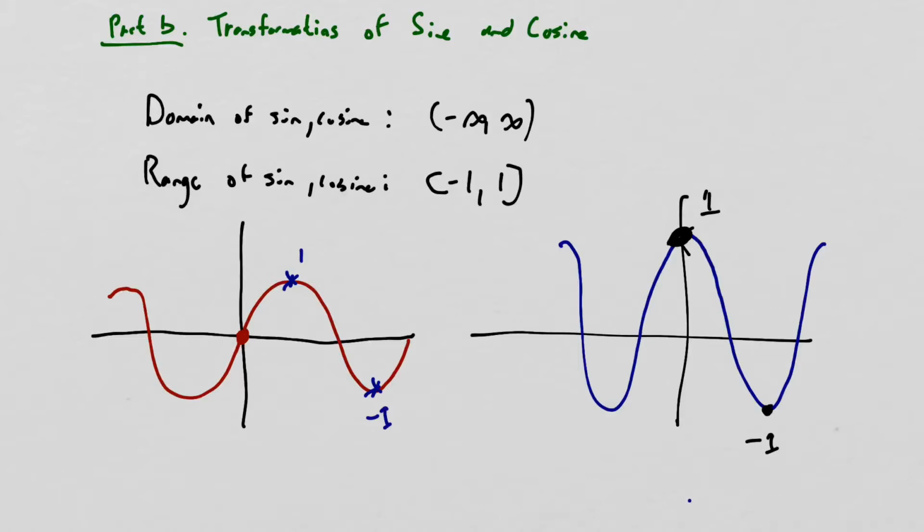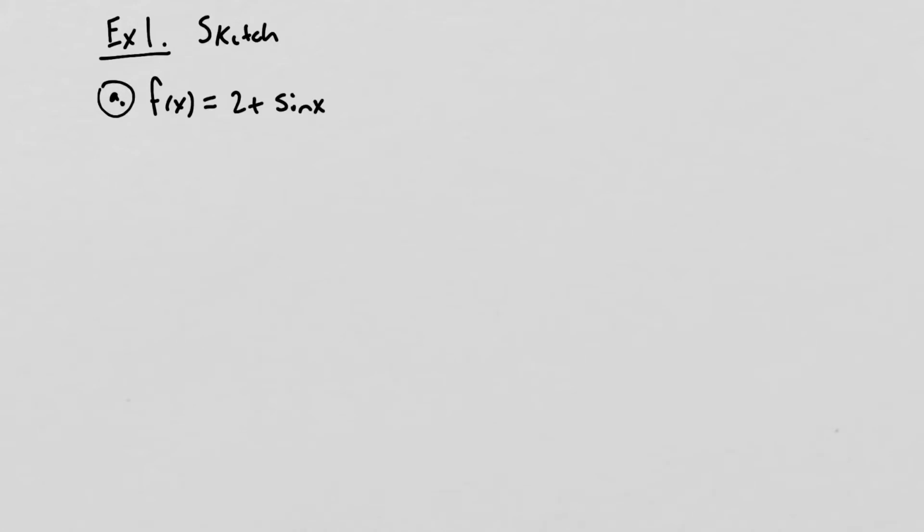Now, like functions we've studied before, trig functions have transformations that affect them. And the easiest transformations to see how they affect them are the transformations that affect the y values. So let's go ahead and look at an example. Example 1, we want to go ahead and sketch the following graphs. So for number 1, we'll be looking at f of x is equal to 2 plus sine x. In part B, we'll be looking at f of x is equal to a negative sine x.